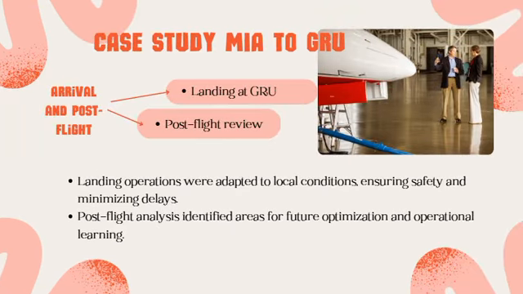Then the arrival and post-flight. First, landing at GRU. The aircraft performed a smooth approach due to traffic at GRU. Tailwinds necessitated a slight adjustment in descent speed to maintain sequence in the STAR. Construction-related taxiway closures required ground control coordination for efficient taxiing to the gate. So, landing operations were adapted to local conditions, ensuring safety and minimizing delays.